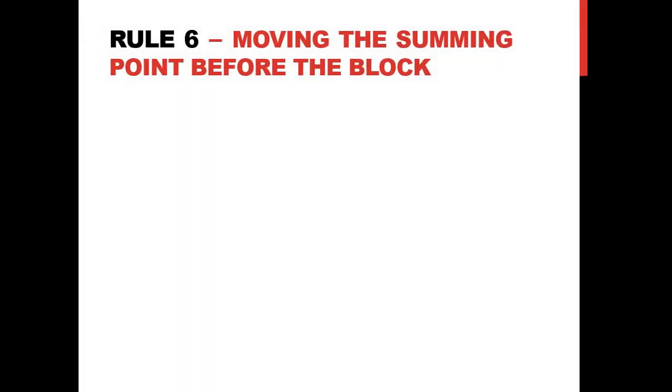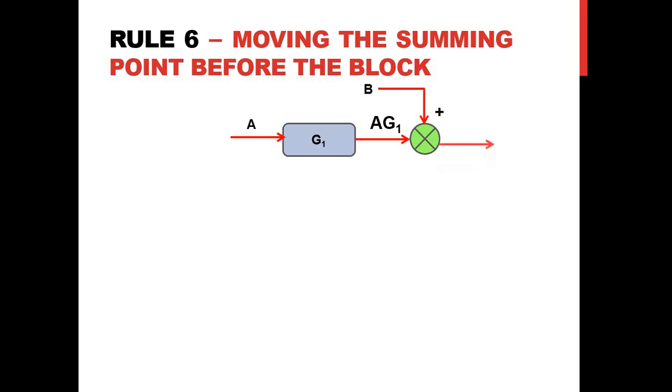Rule number 6, moving the summing point before the block, just opposite to rule number 5. We have a block called G1 whose input is A, output is AG1. We have a summing point. We have an input called B to the summing point. When we add these 2 signals, we will be getting AG1 plus B.